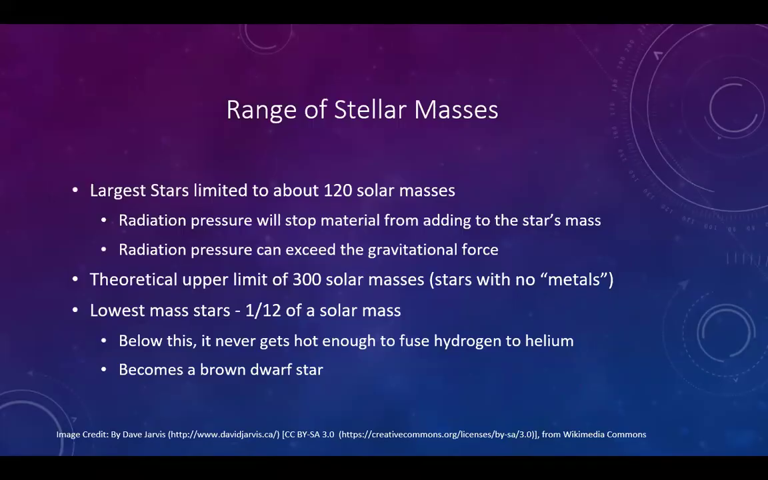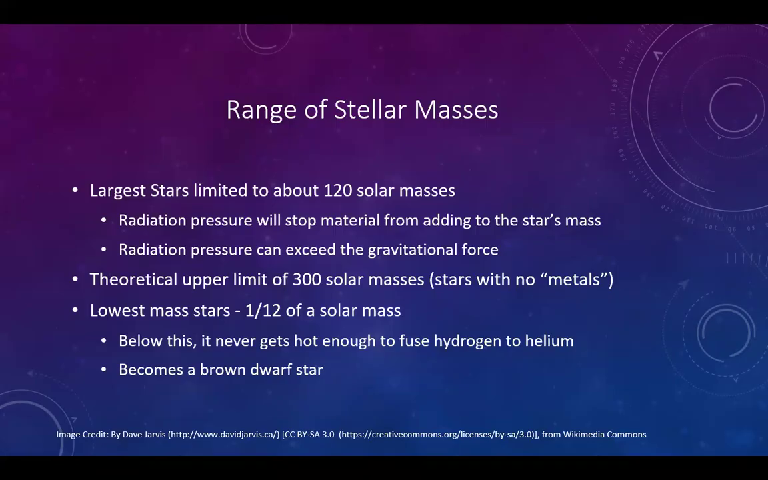The largest stars are limited to about 120 solar masses. Above 120 solar, so the biggest we've seen are about 100-ish. But a theoretical maximum for normal, modern stars is 120 solar masses, because above that, radiation pressure will cause the outer layers to get blown off, basically. That's the point where radiation pressure, the pressure of the light pushing outwards, will actually exceed gravitational force.